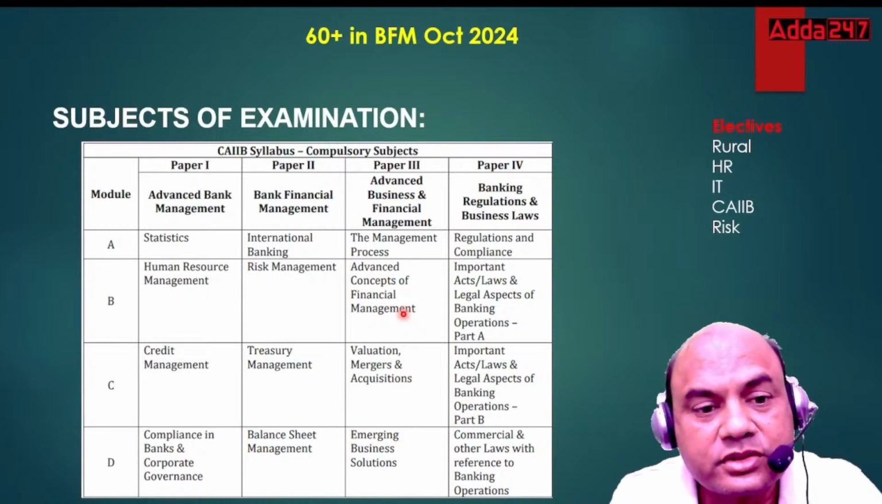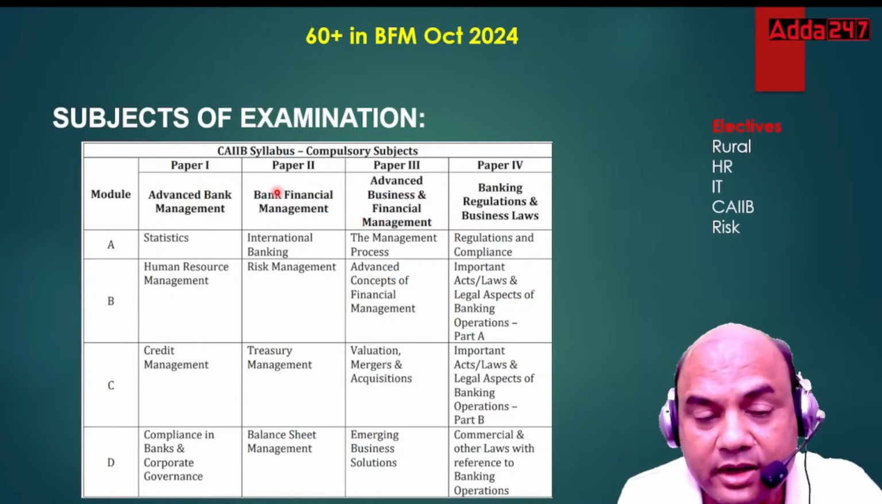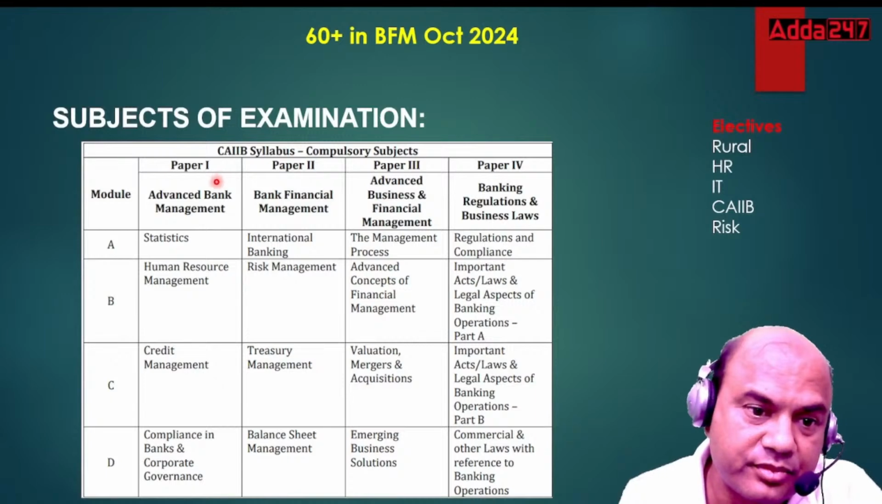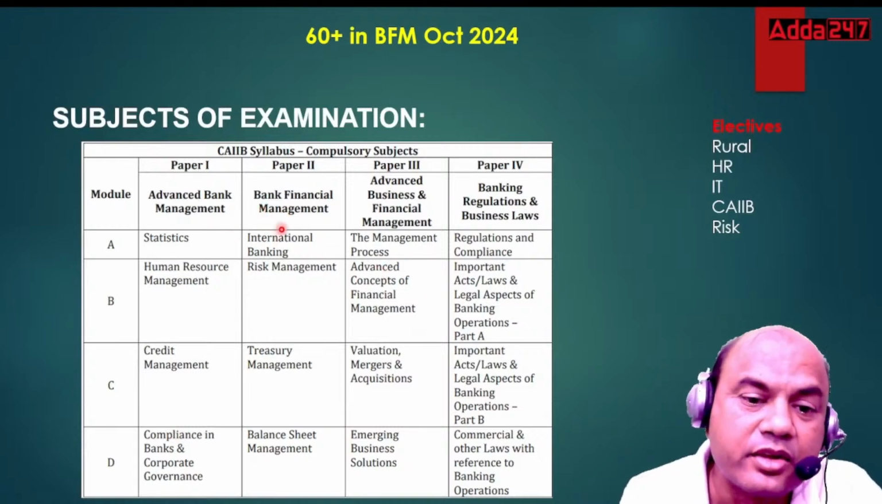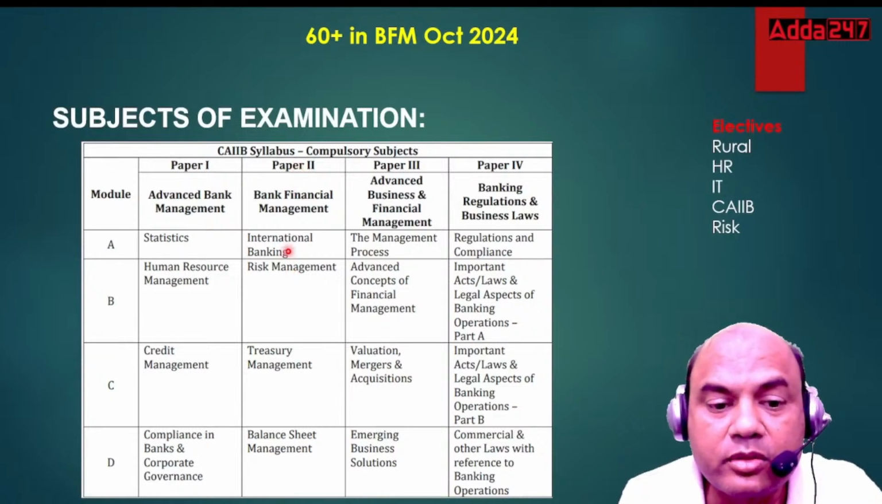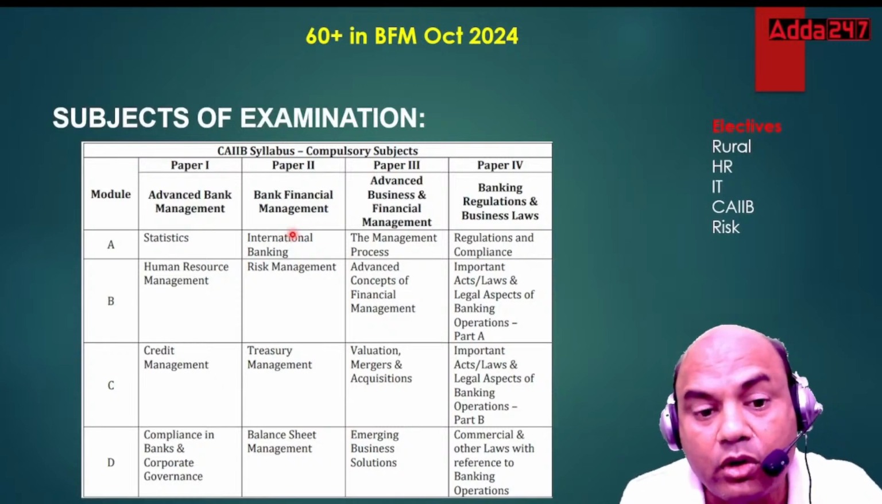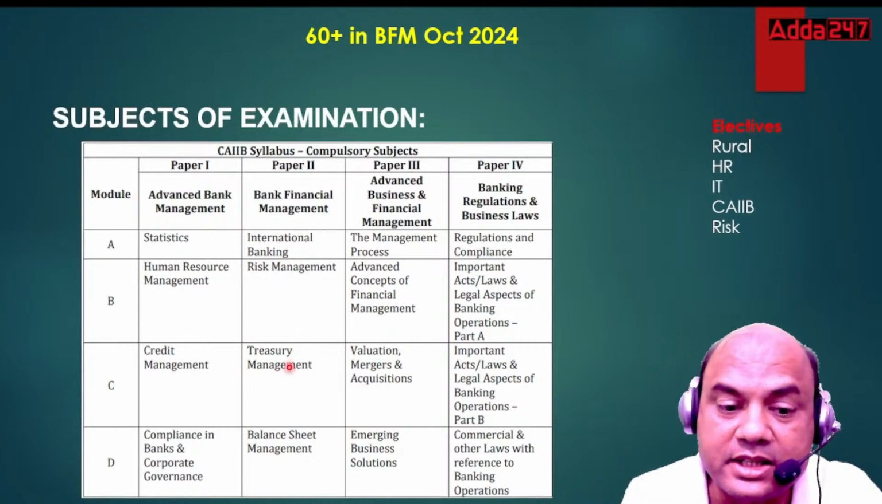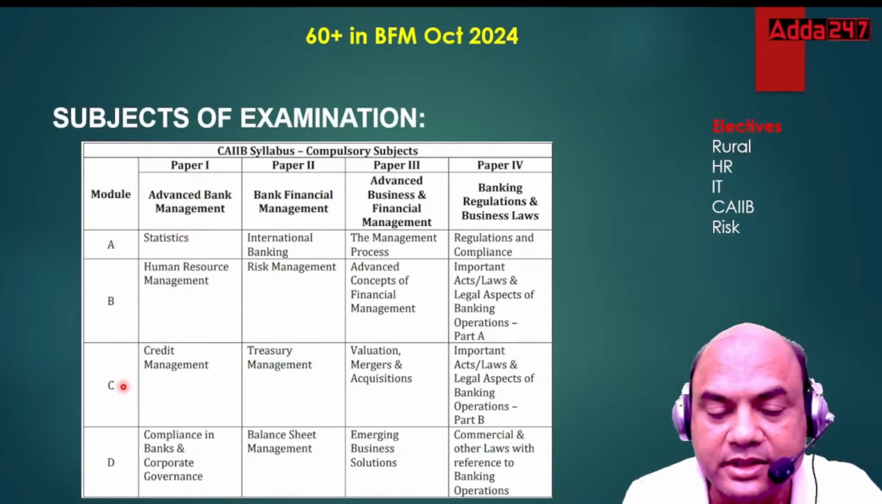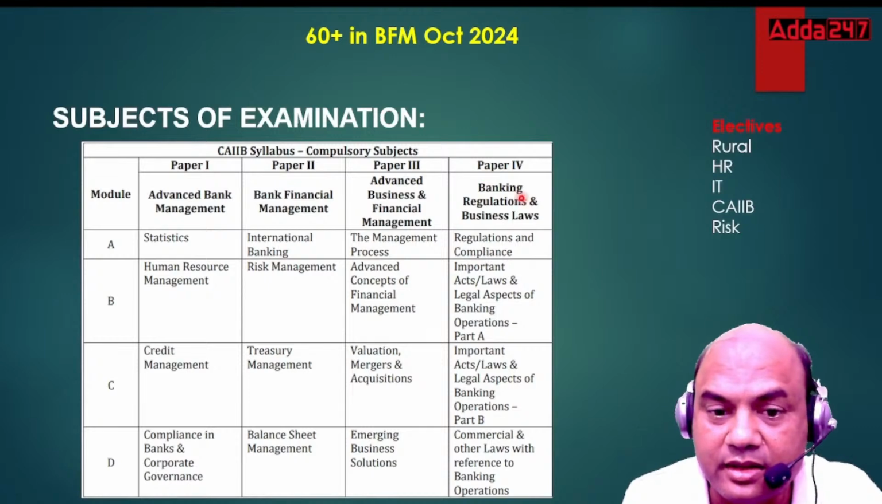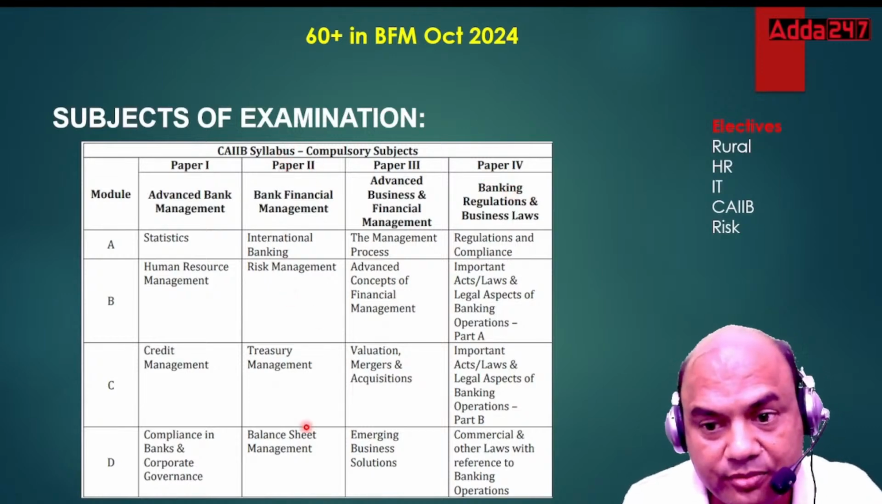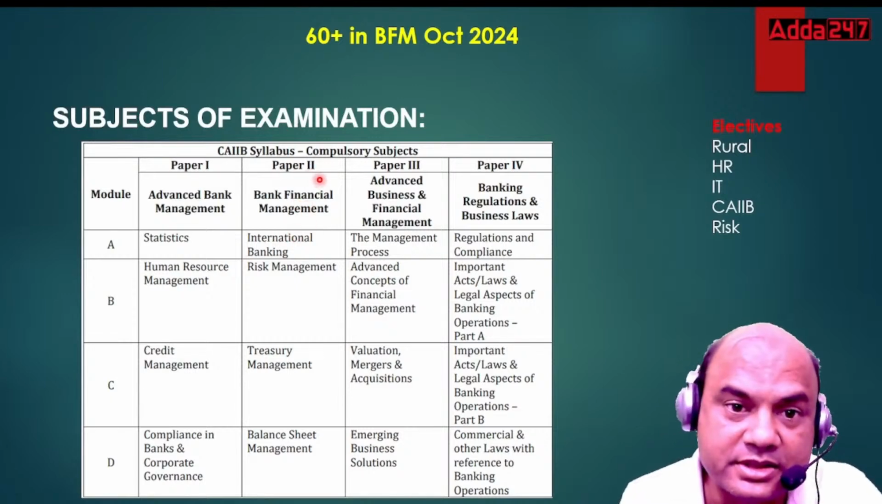So what are the subjects here? Those who know it, it's a repetition, but I'll give you something more. Kindly note, in BFM you have 4 modules, and all the 4 modules will have numericals plus theory: international banking, risk management, treasury management, balance sheet management. Because in ABM you have numericals only in modules A and C, and in ABFM only in modules B and C, the others being theory, but BFM has numericals in all the 4. So that's why it's called the king of all the subjects, isn't it?